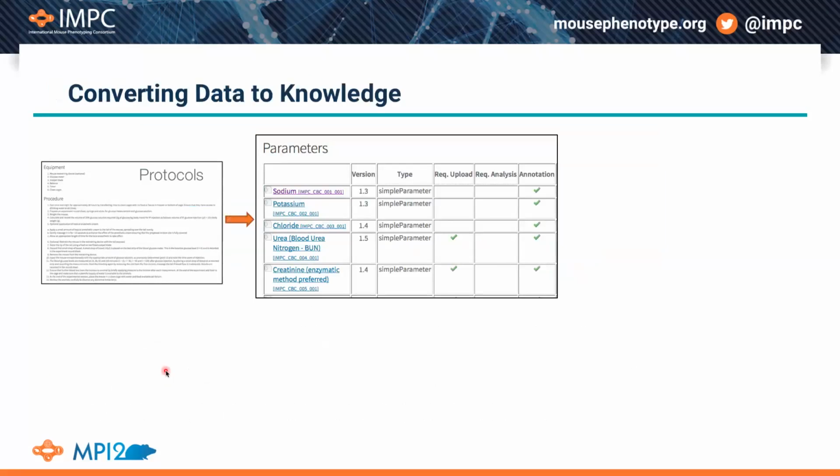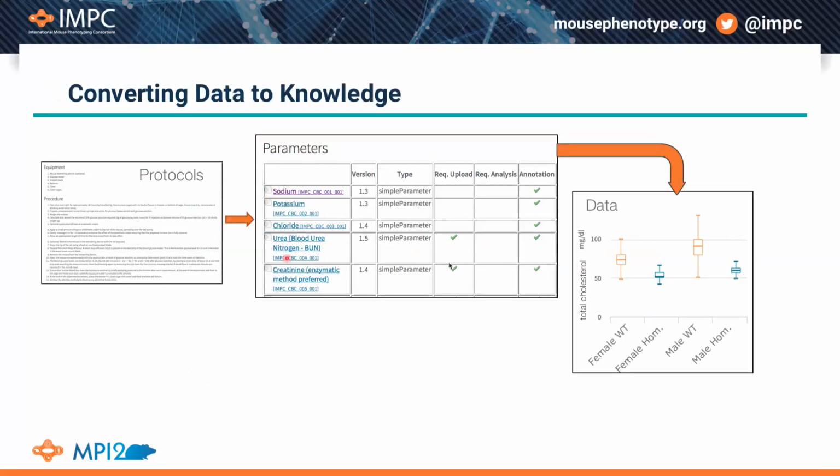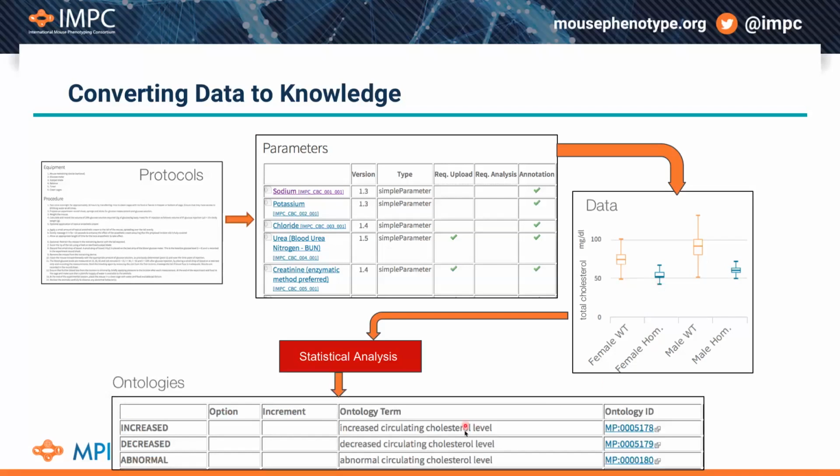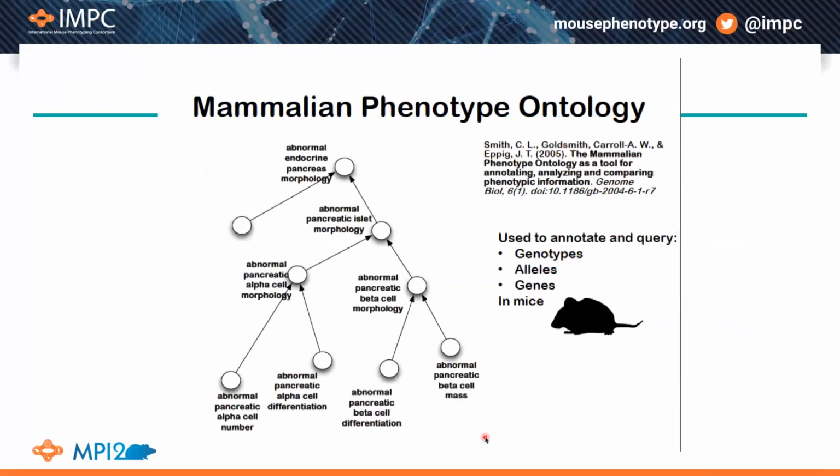So basically, I just threw a lot at you, and the basic thing to keep in mind is that we make mice, we have standardized protocols. Each one of these protocols has these data parameters. So this is clinical blood chemistry, just like you would get if you were taking a blood test at a lab. We take the data, we always analyze by genotype, so this is homozygote, and by sex. We do our statistical analysis, and then we associate this with the ontology terms. So this would be increased circulating cholesterol level. We're using the Mammalian Phenotype Ontology for these terms, and this is from our friends at MGI.